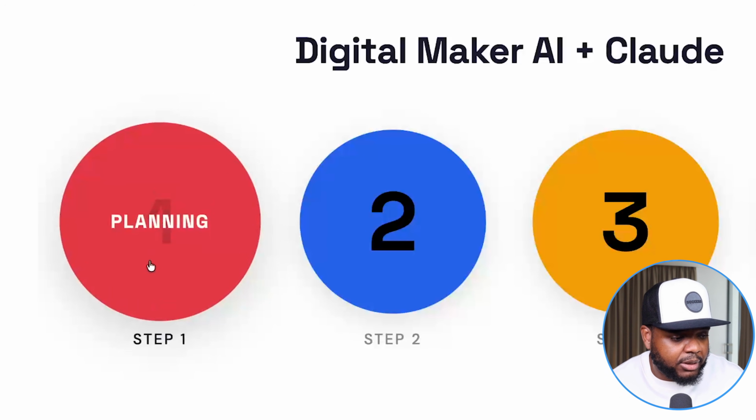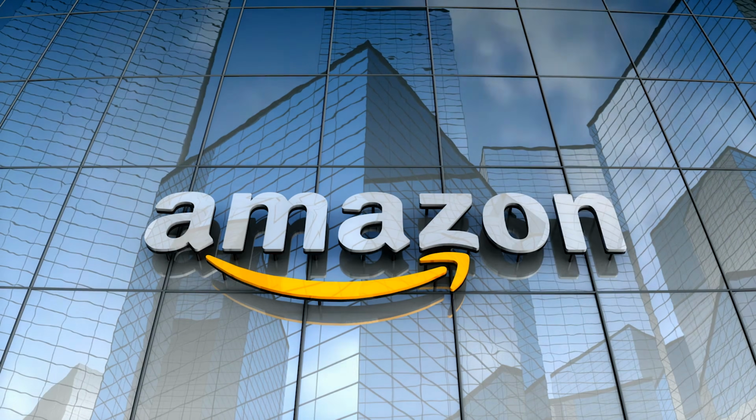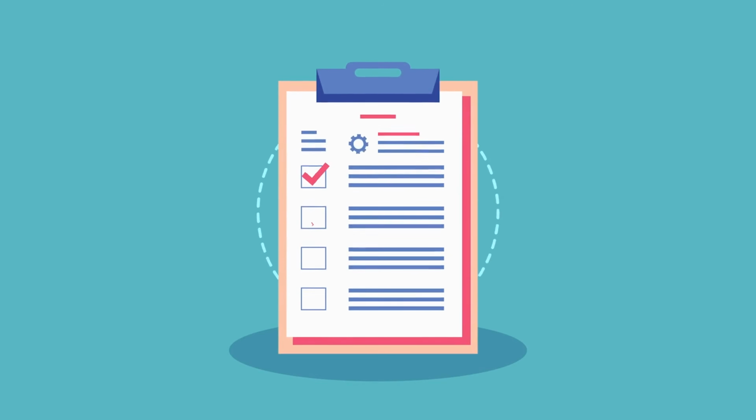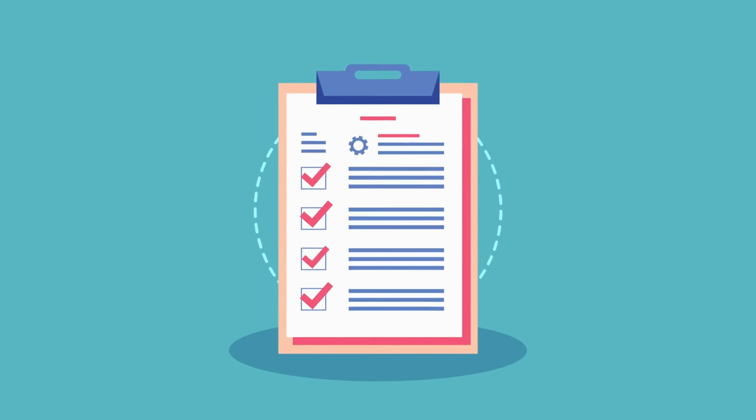So we're going to start off with step 1, which is going to be the planning phase. When it comes to starting any type of business online, whether it's an Amazon FBA business, dropshipping business, whatever it is, you always need to make sure that you've got some sort of blueprint that you're going to be able to follow. And the best type of blueprint is going to be one that's custom to the type of business that you're looking to build and the specifics of exactly what you're trying to do.